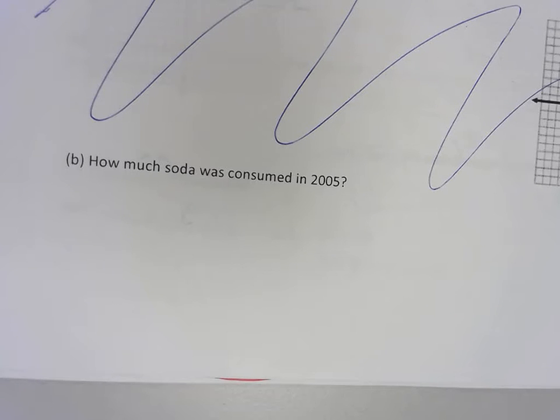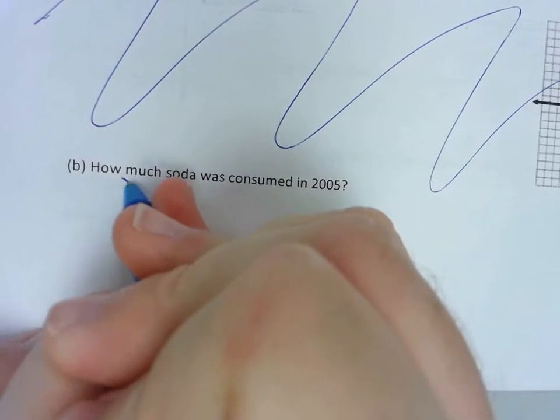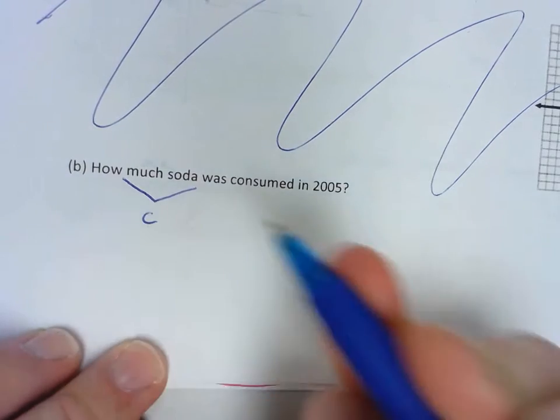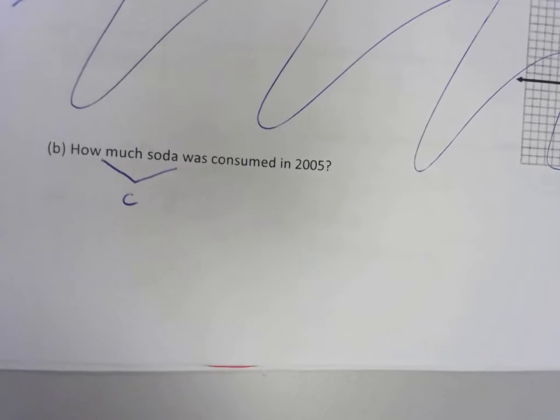So y'all should be reading the story problem and then figuring out what variable represented the amount of soda. C, the amount consumed. C is the amount consumed. So how much soda is my variable C. In the back of my mind, if I want to know how much soda, I'm going to be solving this equation for C, just like we did on the homework Monday. And I want to know how much was consumed in 2005.